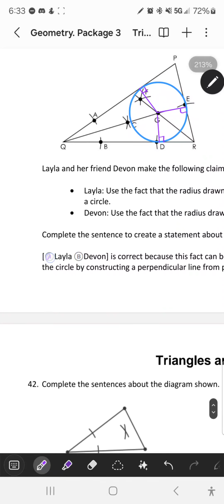So we get the Layla. Layla is the one that is true. Let me do it in this color. So yeah, that is true. Now let's see why.